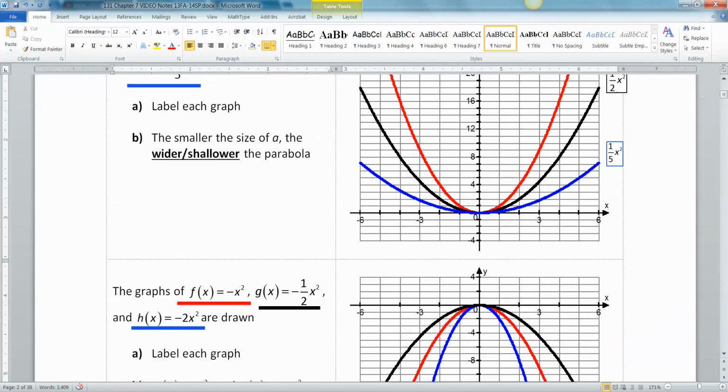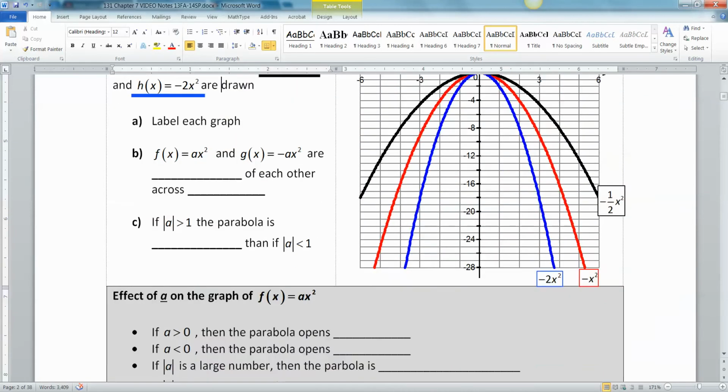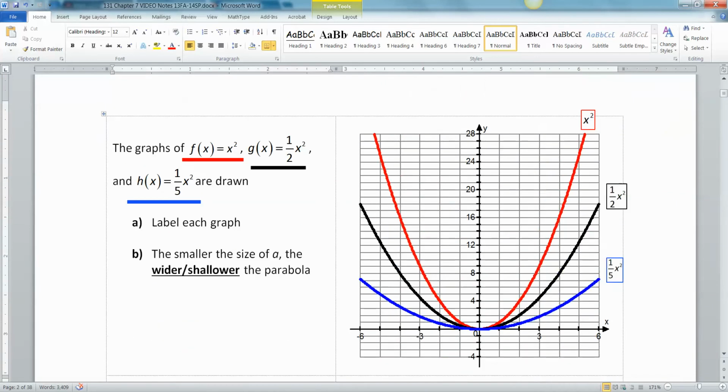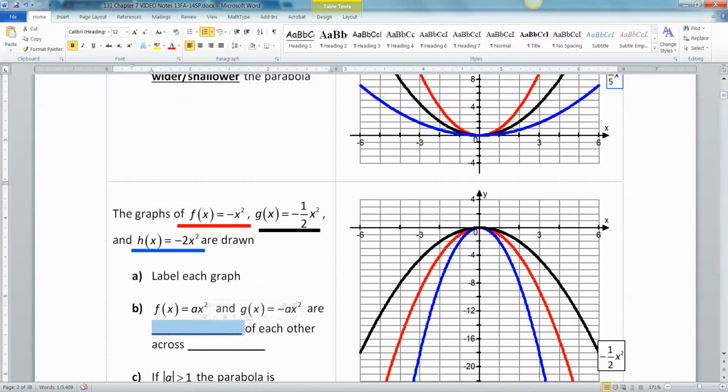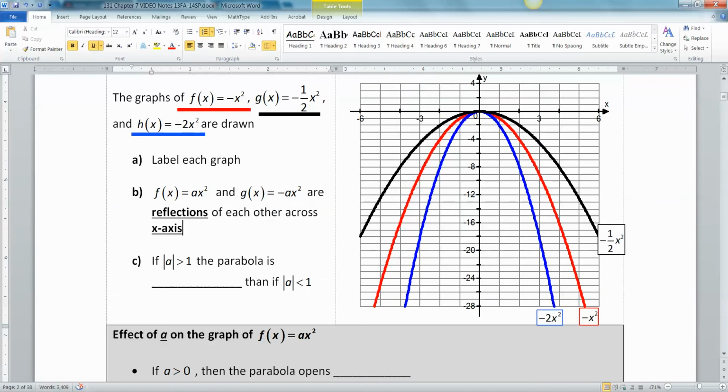So you can see a couple things going on. First of all, the red one here was regular x squared, and the red one down here is negative x squared, and you can see that they're reflections of each other, right? They're perfect reflections of each other across the x-axis. The x-axis acts as the mirror in this situation. I also can see it with the black one, the half x squared, and this black one, the negative a half x squared. They're mirror images of each other.